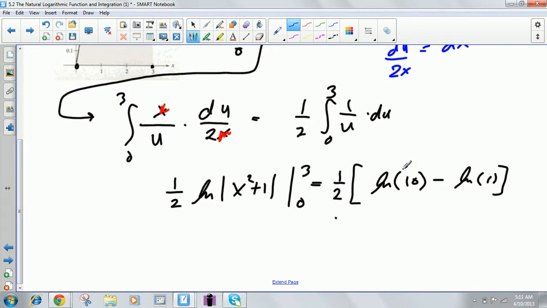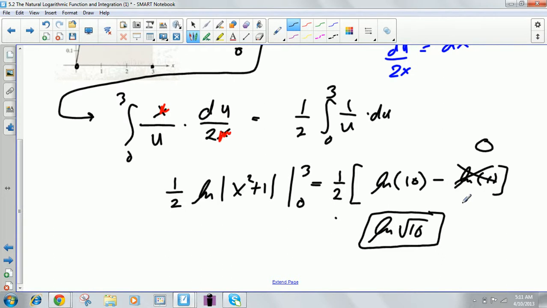So first of all, natural log of 1 is just 0. And then when you multiply the 1/2 in, you'd have 1/2 natural log of 10. Then that 1/2 can go into the exponent, so you'd have the natural log of 10 to the 1/2, which is the same as the square root of 10. So all of that can be written as the natural log of the square root of 10. That's not a perfect square, so you can't simplify it any further.